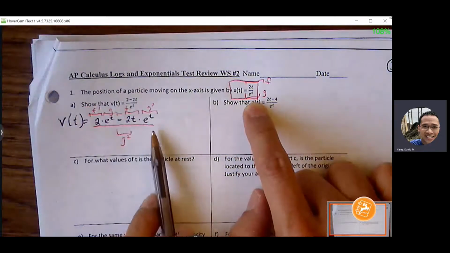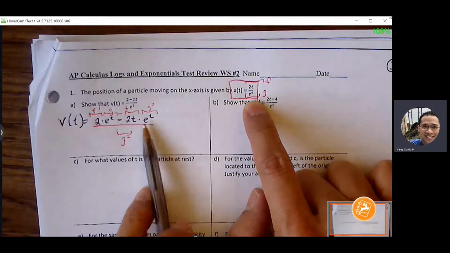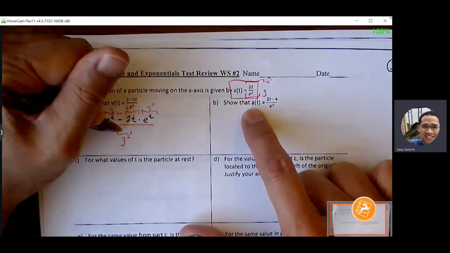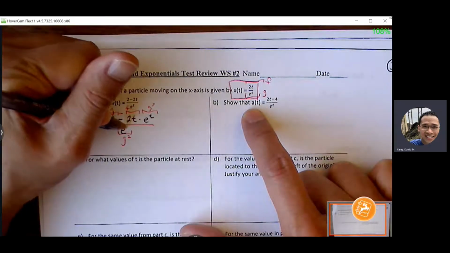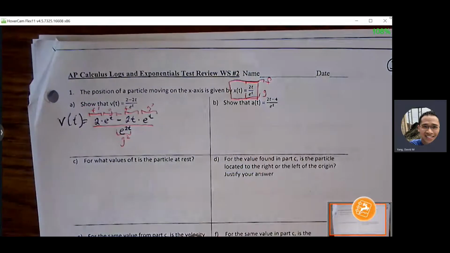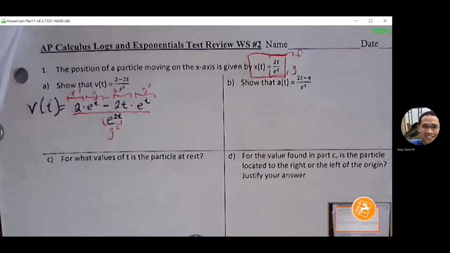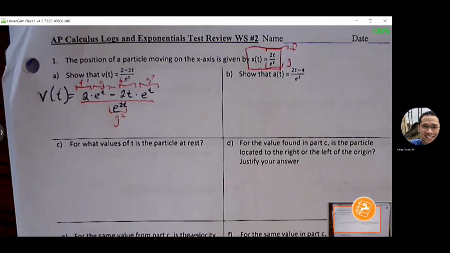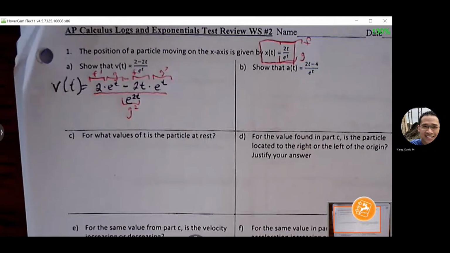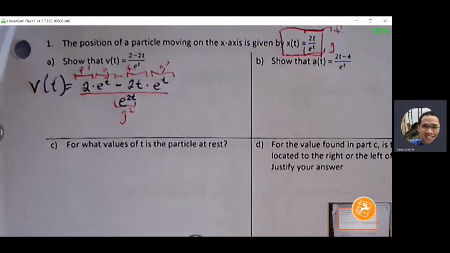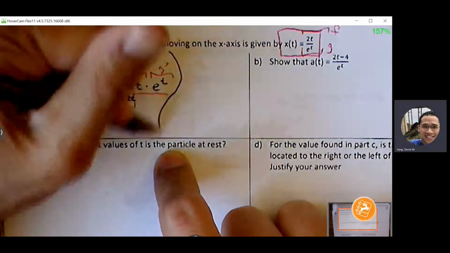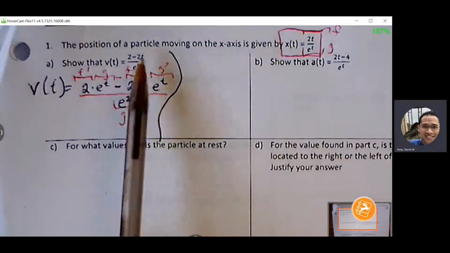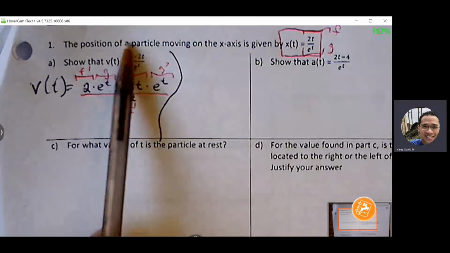G prime, the derivative of e to the t is just e to the t times 1. All over denominator squared, e to the t squared, same thing as e to the 2t. Oh, sorry. Do a little bit of cleanup. And then we're just trying to see if we can make our answer look like the cleaned up version that they have.